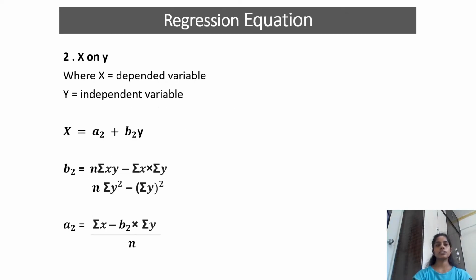The second regression equation is x on y, where x is the dependent variable and y is the independent variable. So x = a2 + b2y. For calculating b2, the formula is n Σxy minus Σx Σy, the whole divided by n Σy² minus (Σy)². After calculating b2, we need to calculate a2. So a2 is equal to (Σx minus b2 Σy) divided by n.